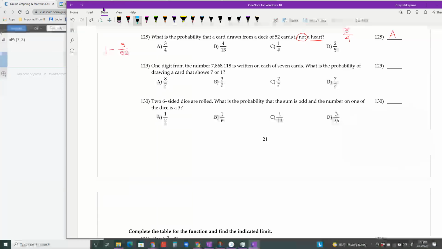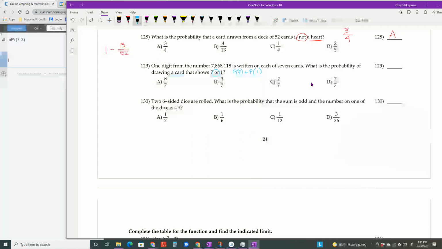All right, each digit from 7,868,118 is written on each of 7 cards. What's the probability of drawing a card that shows a 7 or a 1? So the operative word here is or. And when you're doing probability and you're doing or, and I'm only drawing 1 card, that means I'm adding. And I want to know what's the probability of getting a 7 plus the probability of getting a 1 minus the probability of getting a 7 and a 1.